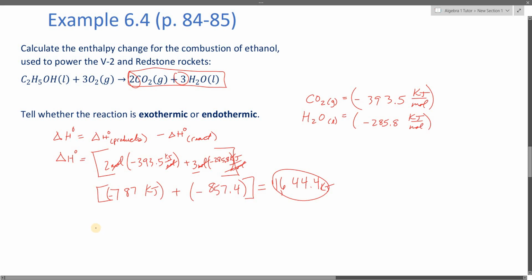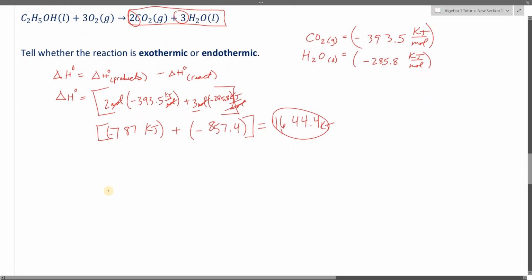Then we go to the reactants. In our reactants up here at the very top of the screen, we have oxygen and we have liquid ethanol. So liquid ethanol is C2H5OH. Let's see if I can find it on the chart. It's at the very bottom left, kind of third from the bottom. There's 1 mole of it, and that's going to be negative 277.7 kilojoules per mole.